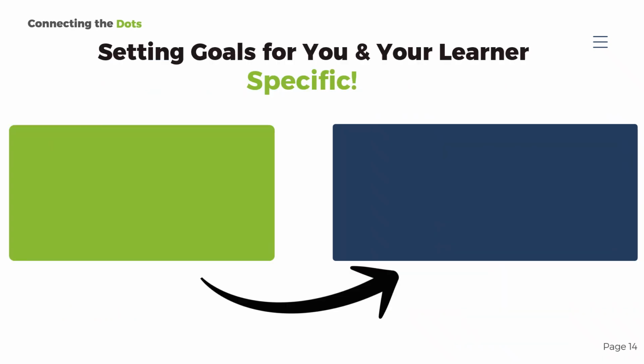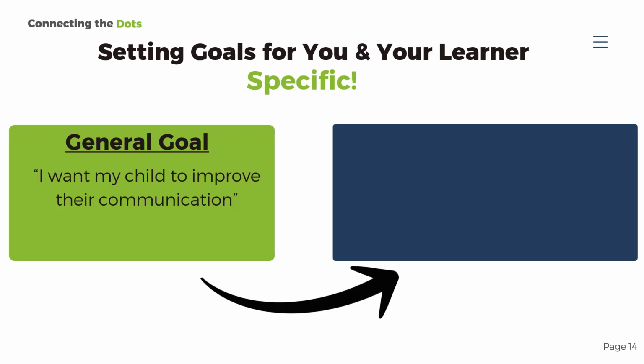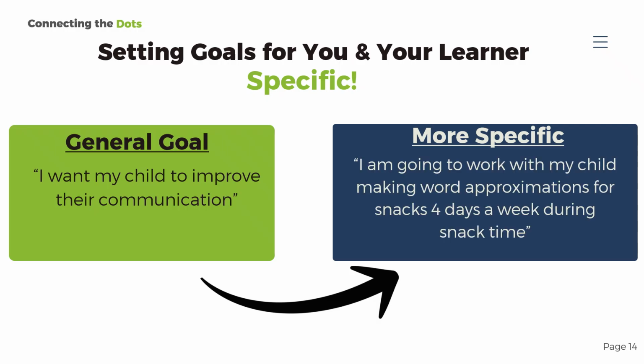So for making goals more specific, you'll want to set a plan for exactly what you will be doing that aligns with how you are going to change the behavior you are focusing on. An example of a general goal is, I want my child to improve their communication. A way to be more specific, you could say, I'm going to work with my child making word approximations for snacks 4 days a week during snack time.